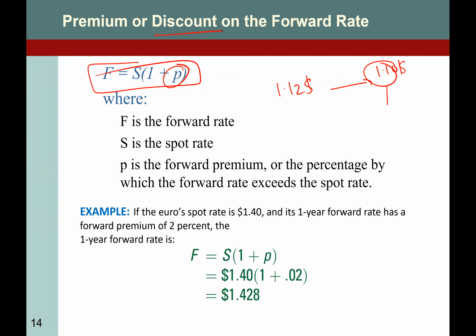So we have the example here. Let me just read it. So if the euro spot rate is 1.40 and 1 year forward rate has a forward premium of 2%, then what is the forward? 1.48. Guys, we do understand that.